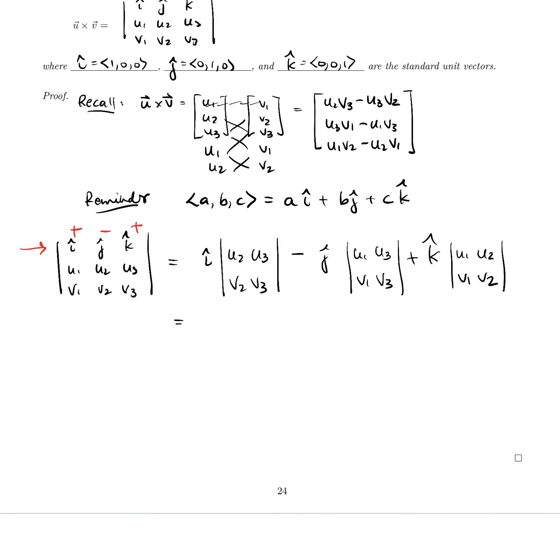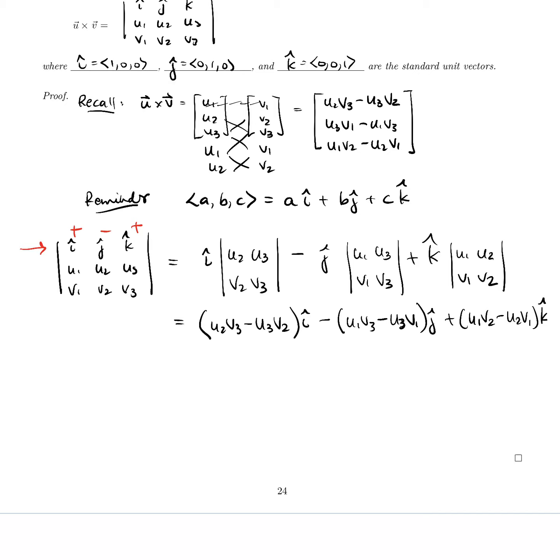Calculating this out, remember these are 2 by 2 determinants, and so we can do the same little cross motion. So we're going to get u2 v3 minus u3 v2 times i hat, minus u1 v3 minus u3 v1 times j hat, and plus u1 v2 minus u2 v1 times k hat.